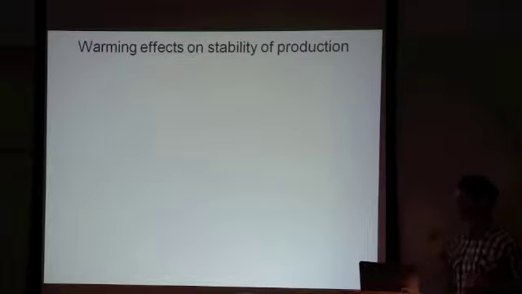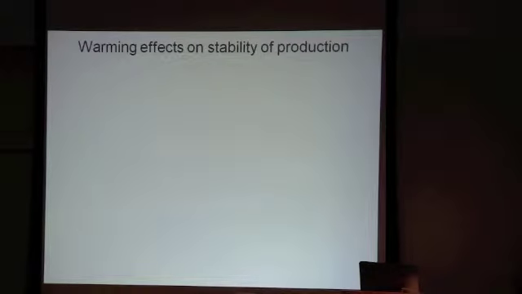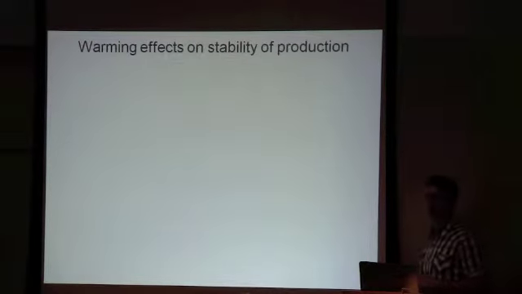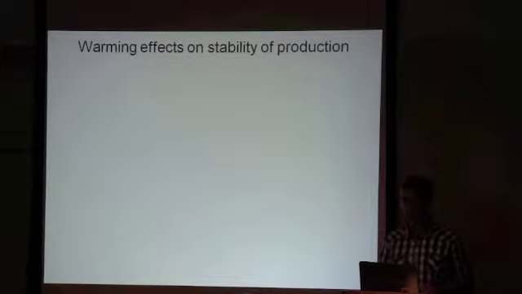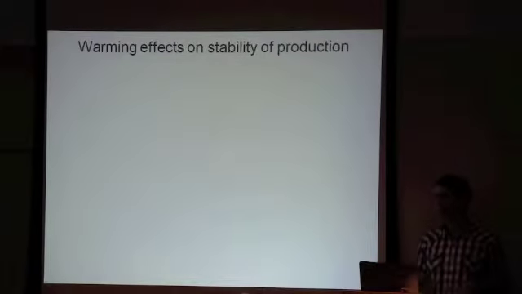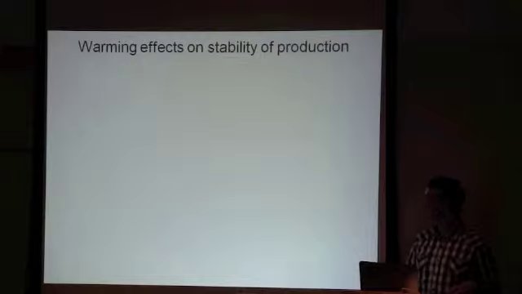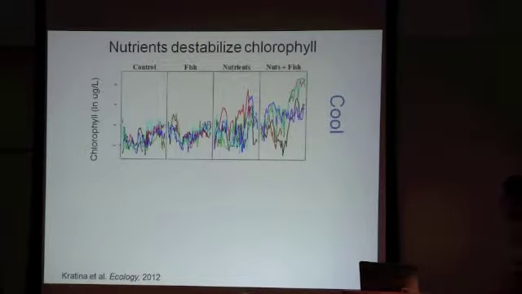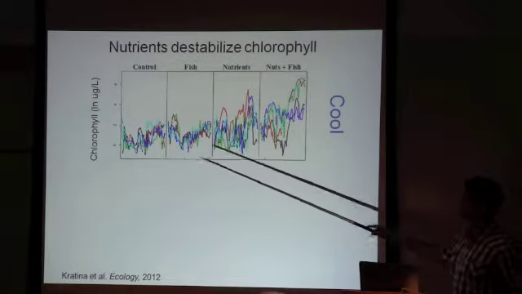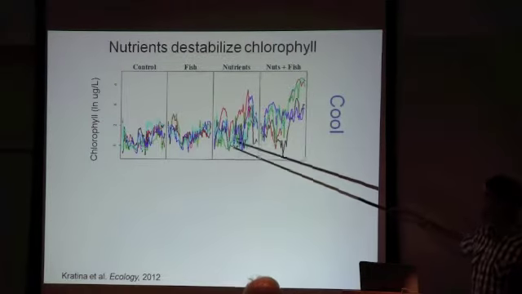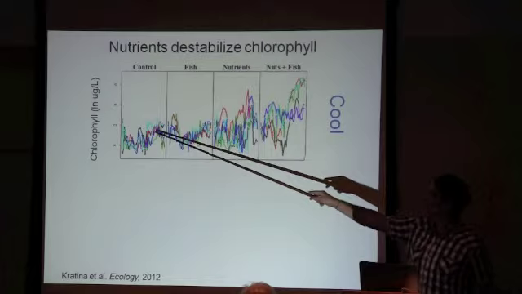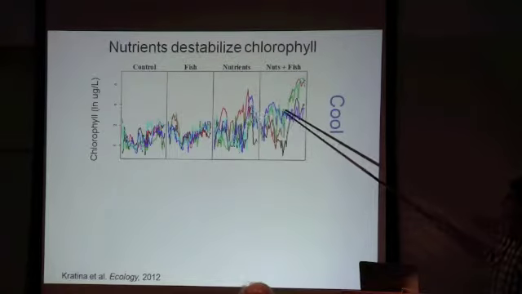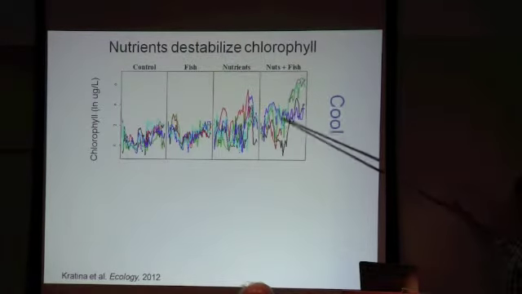Okay, so those are one way of looking at the stability of production. The other is to look at temporal variability over time in primary production. So we looked at the annual fluctuations in the abundance of algae. Again, we're talking about chlorophyll. Each line here is one replicate pond, showing the concentration of chlorophyll in the control, the fish, the nutrients, and the nutrients plus fish. And this is all at ambient temperature.